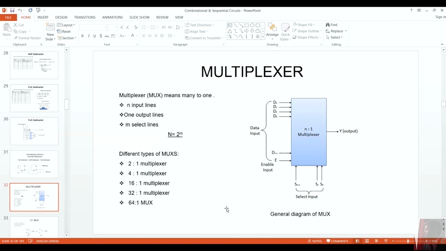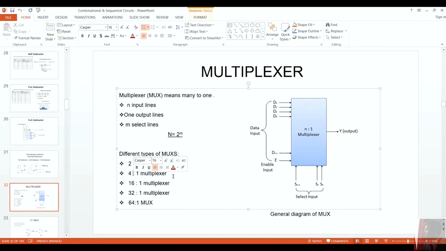So we are talking about 2 raised to power n. So if the output is 1, we can have 2 raised to power 0, 2 raised to power 1, 2 raised to power 2, 2 raised to power 3, 2 raised to power 4, 2 raised to power 5, and so on. So naturally the select lines also play a very, very important role. Okay. So the relationship is very, very important. Capital N is equal to 2 raised to power M.